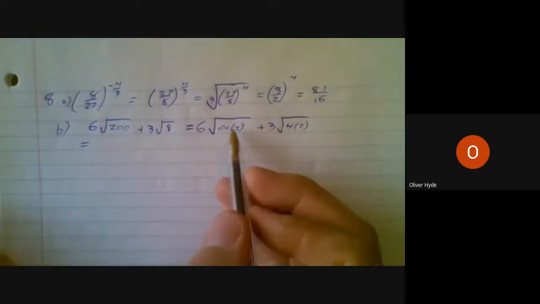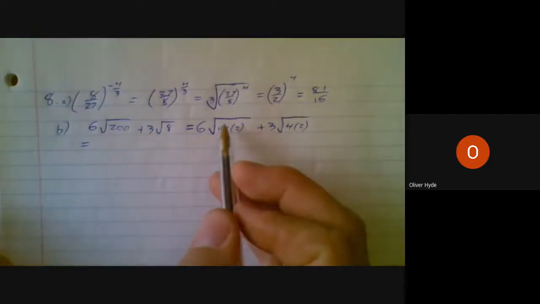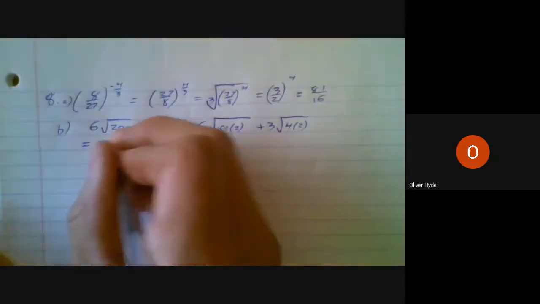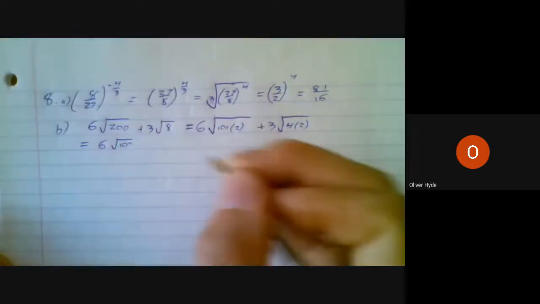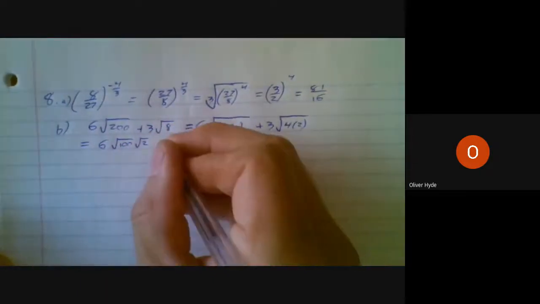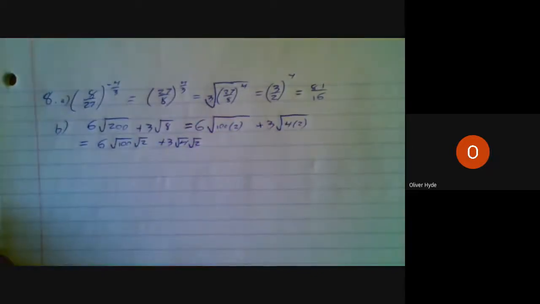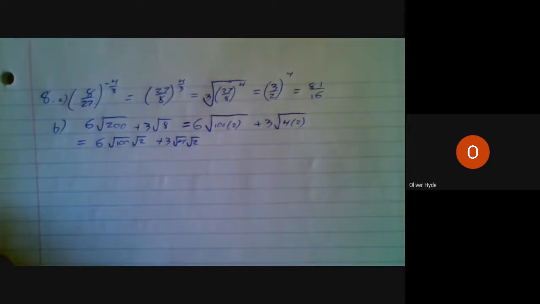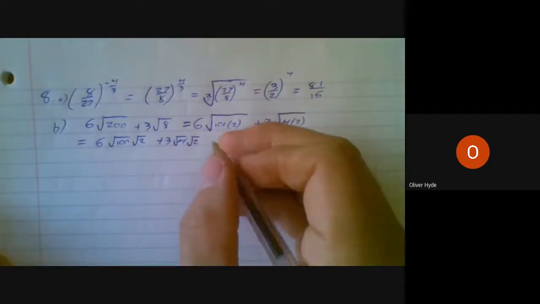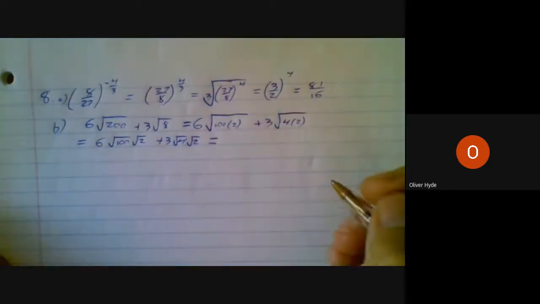Then I'll use another power law that says that the power of a product is equal to the product of powers. So this is 6 times root 100 times root 2 plus 3 times the square root of 4 times root 2. This is not distribution. These powers and exponents do not distribute across sums and differences.